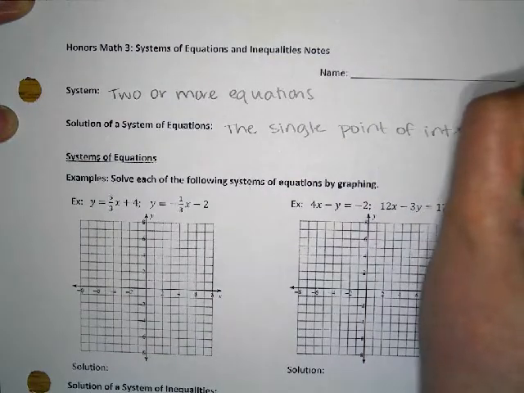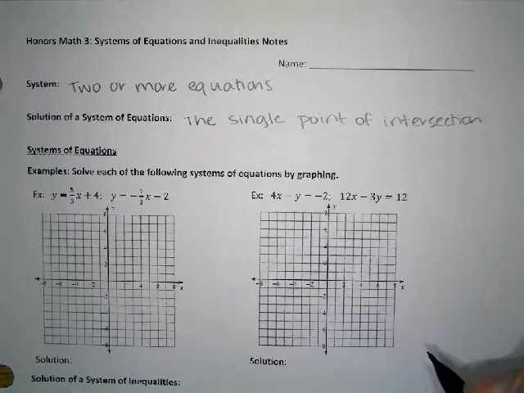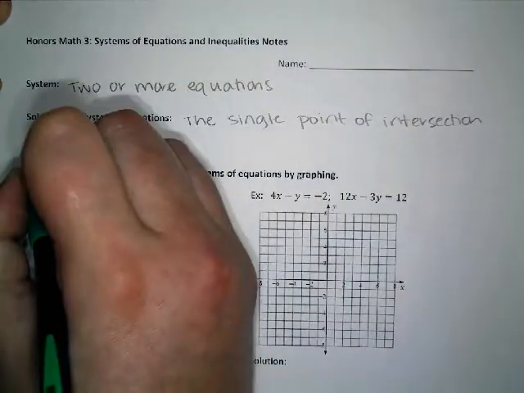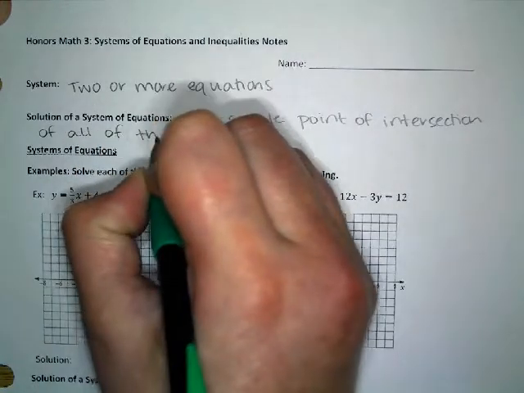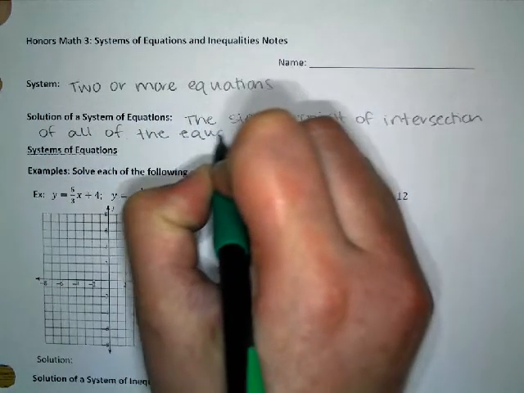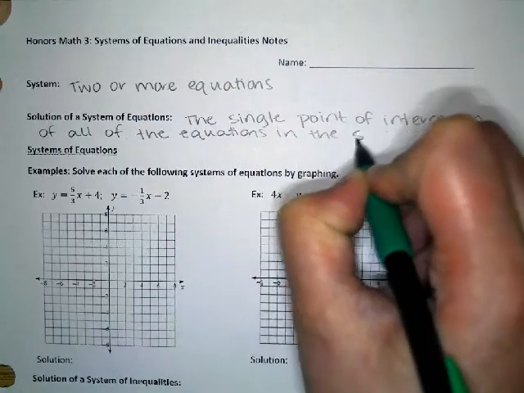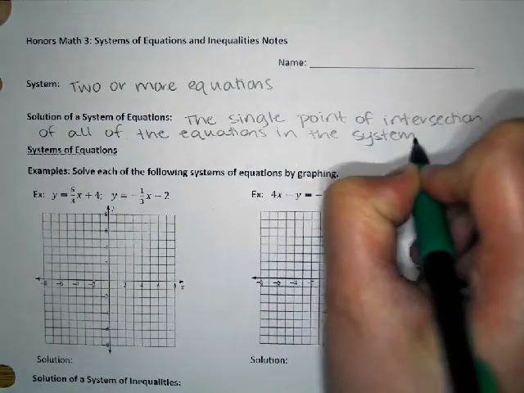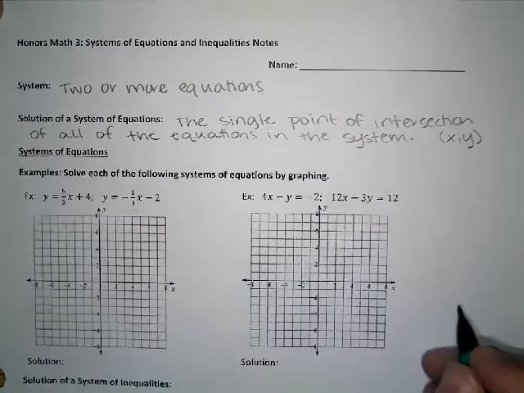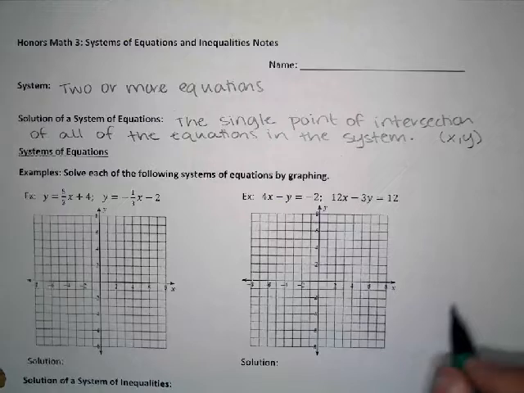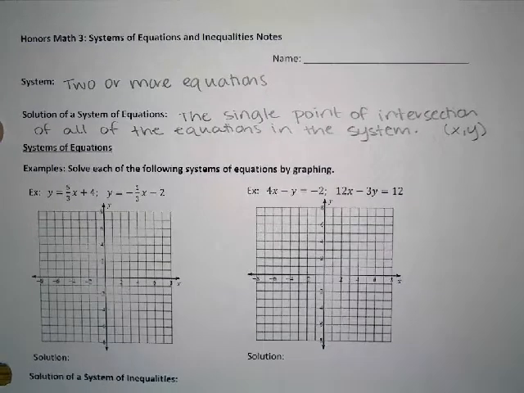So the solution is the single point of intersection of all of the equations in the system. And so we always write our answer like a point. We don't just say x equals a number, y equals a number, and put boxes around them. We write it as a point, x comma y, and write the answer that way.